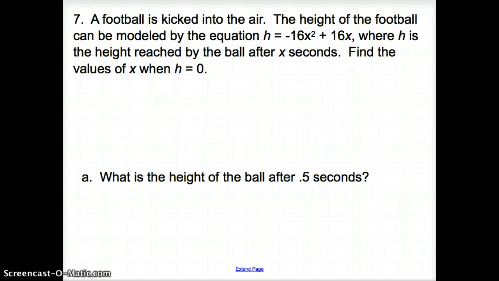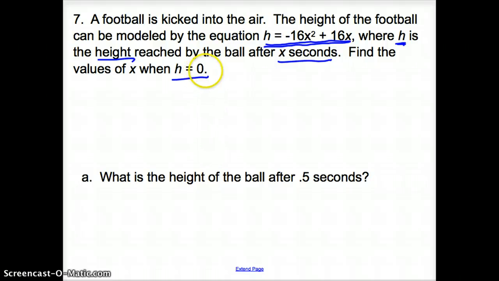Let's try one more example, and it's everybody's favorite. It's a word problem. Very first thing we have to do is to read it so we understand. A football is kicked into the air. The height of the football can be modeled by the equation. When they give you an equation in a word problem, it's probably important where h, now it's telling us what h is. H is the height. Okay, awesome. Reached by the ball after x seconds. So find the values of x when h equals 0. That's another big key. We're asked to find the values of x when h is 0.